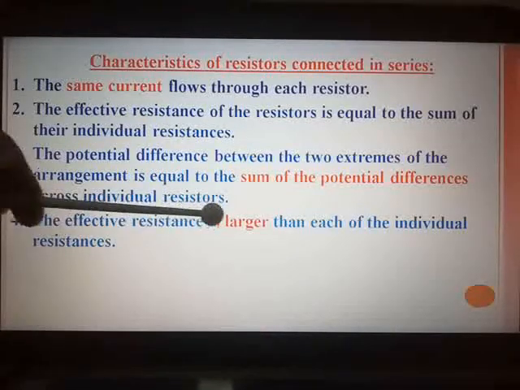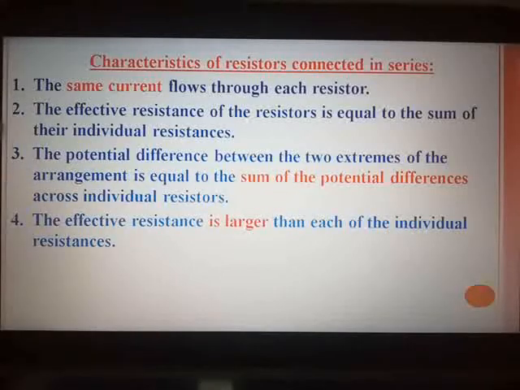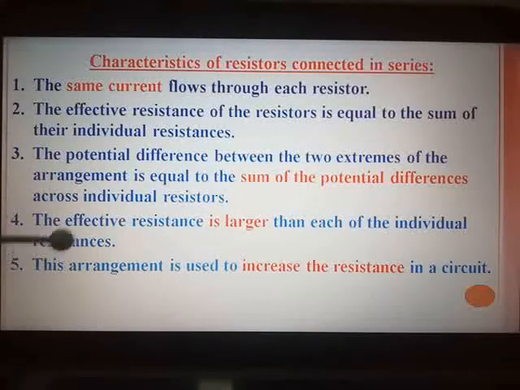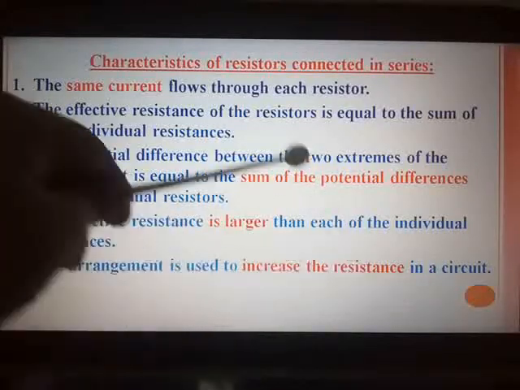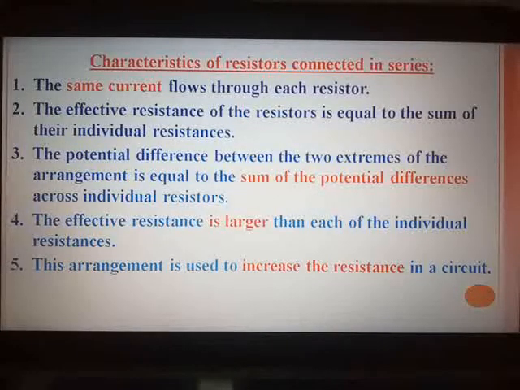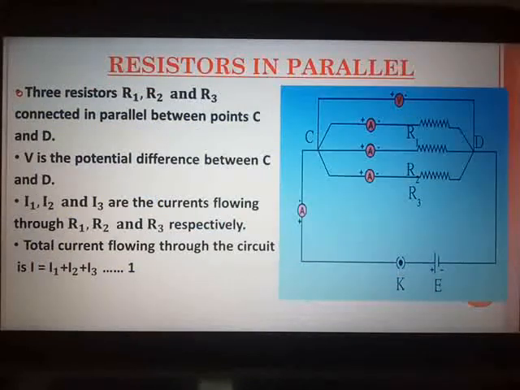The effective resistance is larger than the individual resistances, and this arrangement is used to increase the resistance in a circuit. So these are the characteristics for resistors connected in series. Now let us see the other derivation for resistors connected in parallel.